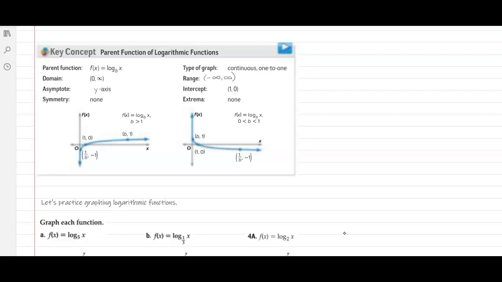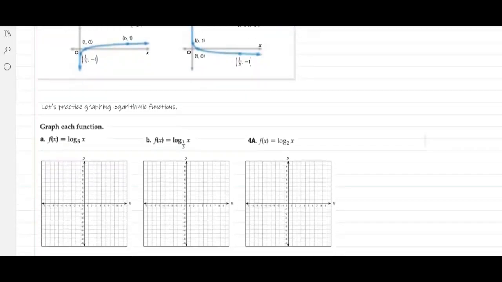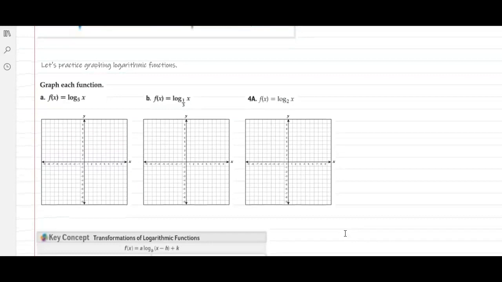Remember, when we talked about exponential functions, our base could be greater than 1. That indicated exponential growth. Or our base could also be a fraction, which was exponential decay, but our base could never be negative. And the same is still true. The base of our logarithm cannot be negative. We're going to take advantage of technology to help us graph these logarithmic functions.